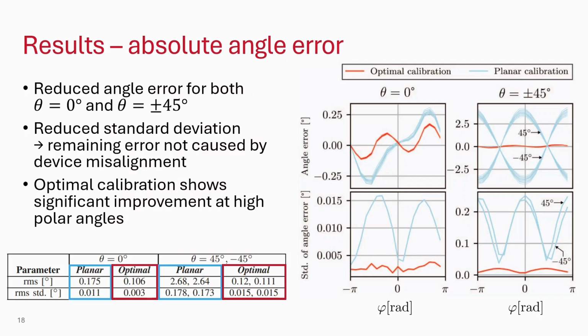meaning that whatever is left as a systematic error in this plot can no longer be caused by device misalignment. And the situation gets even more pronounced at polar angles of 45 degrees, where the error is really strong for the planar calibration method, and this situation of 45 degrees could either be caused by very strong misalignment or by a really strong stray field in Z direction. And if you compare the values in the table, it turns out there's almost a factor of 20 in improvement in angle error. So quite a high improvement for a strong stray field or misalignment.